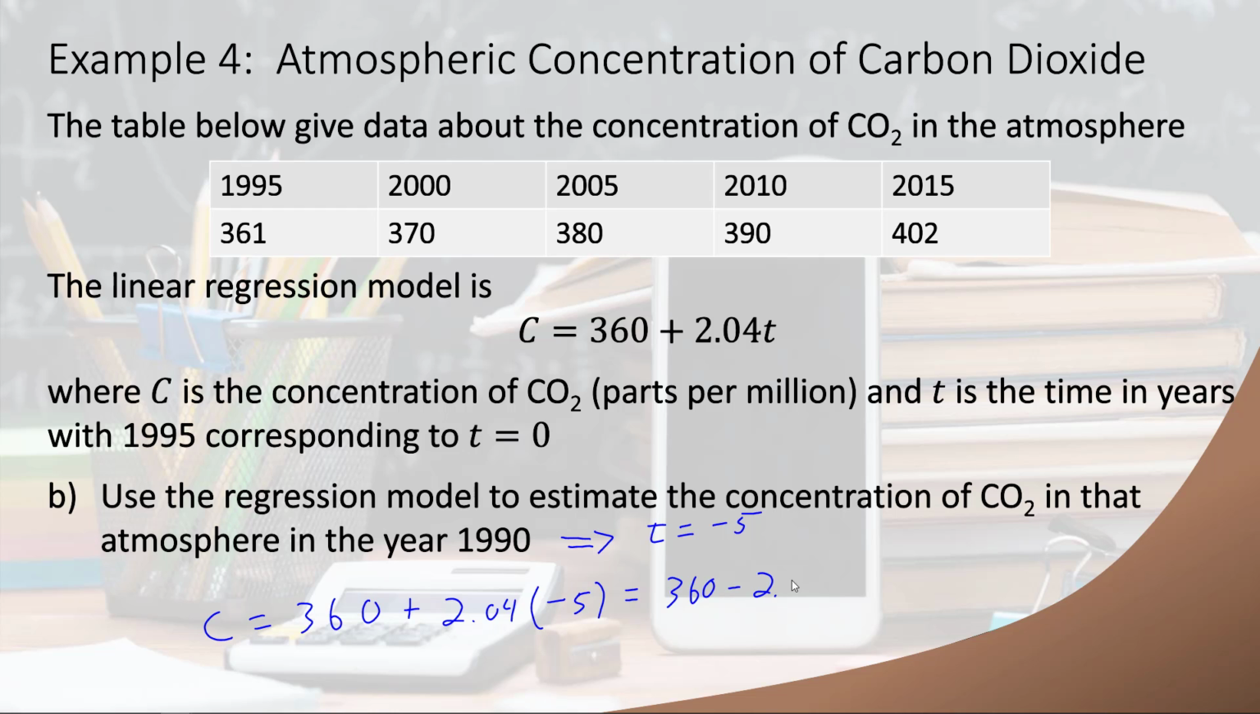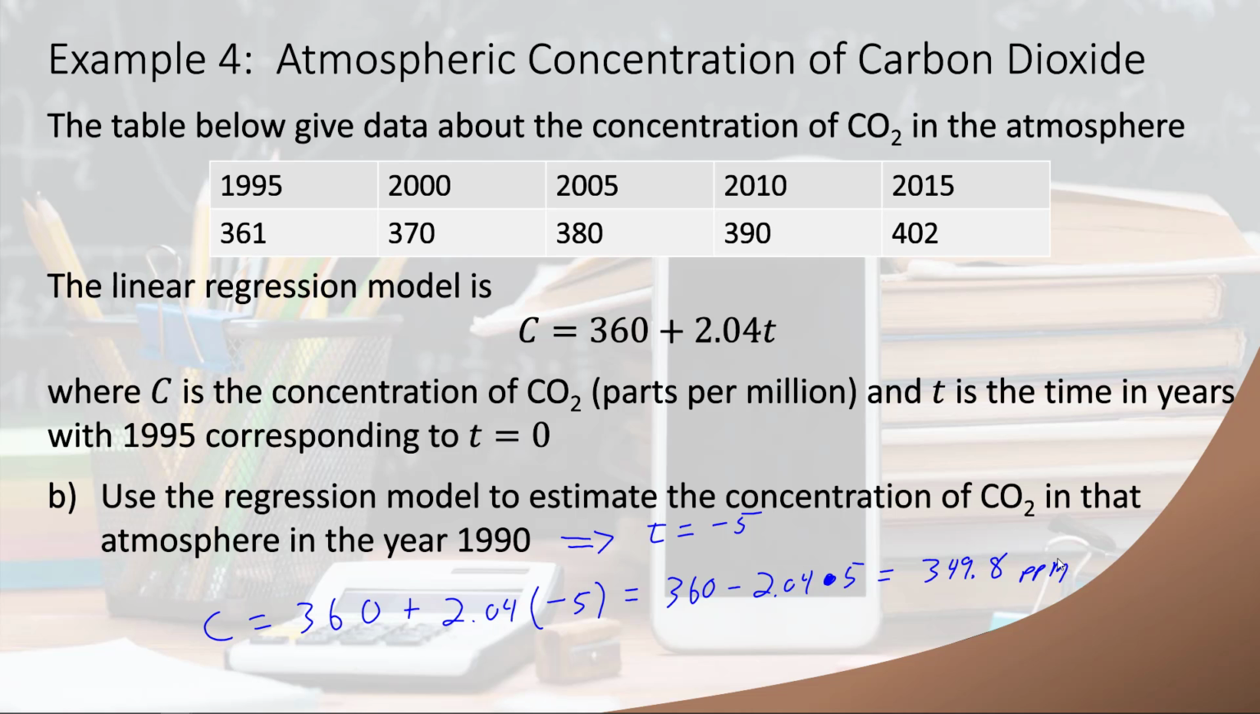minus 2.04 times 5, and if you knock that out in your calculator, you will have 349.8 parts per million.